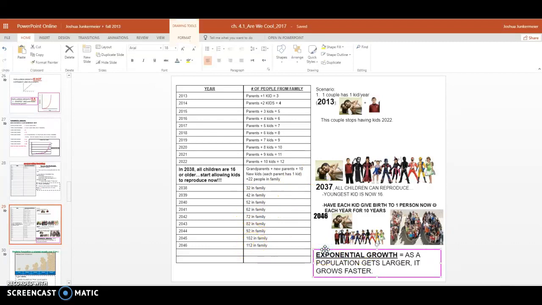Exponential growth. Slide 29. So in your notebook, please write slide 29, and let's write exponential growth. As a population gets larger, it grows faster. Slide 29 has the official definition for exponential growth. All right, just think about exponential growth. Think about these populations growing faster and faster over time.